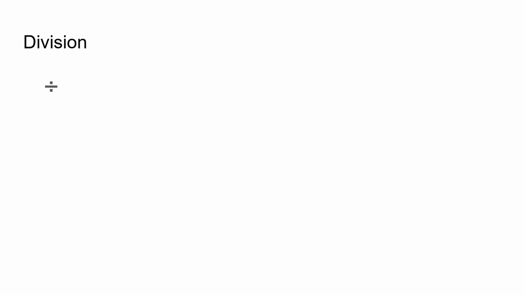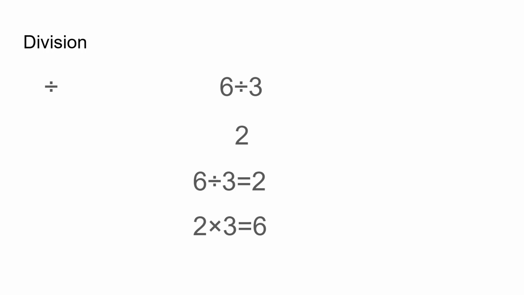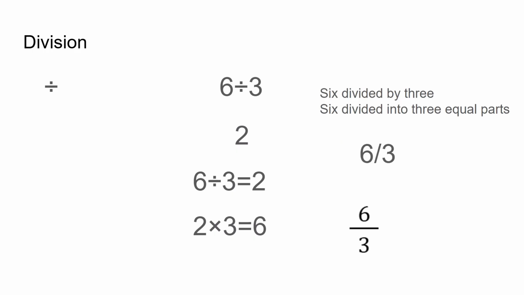Next, division with the division sign. Division is the opposite of multiplication. It results in how many times the number on the right can fit inside the number on the left. The result is not a whole number if it doesn't fit perfectly. This can be said 6 divided by 3 or 6 divided into 3 equal parts. Division can also be shown with the slash or with the horizontal bar. The horizontal division also implies parentheses, and it can also be stated 6 over 3.